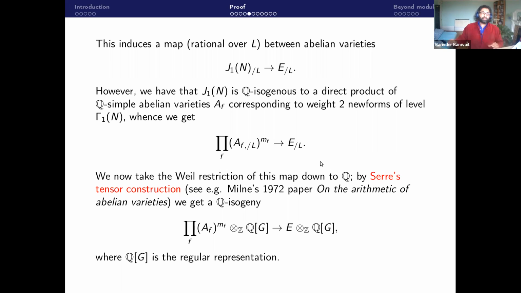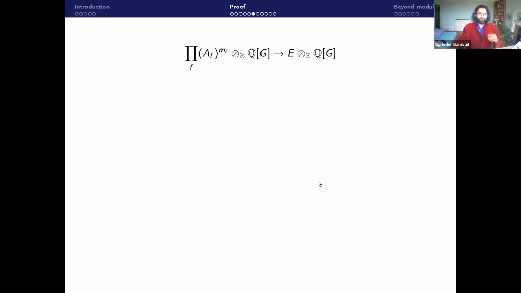What you end up getting are these twisted abelian varieties. You're twisting by representations. On the right, you are twisting by the regular representation of G, which I denote by Q[G]. So we have this equation here, which I've just taken here.